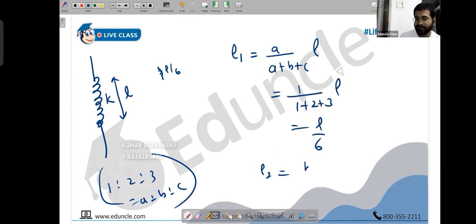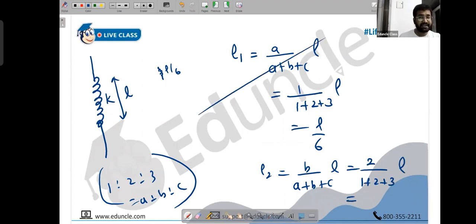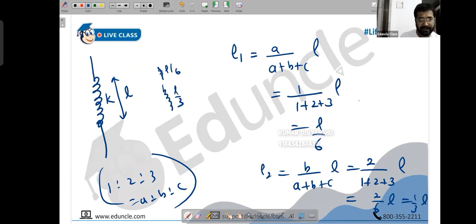The second part L2 would be B upon A plus B plus C times L. Okay, so what will be the length of that? The length of that would be 2 upon 1 plus 2 plus 3. I hope you are understanding. Please tell me. See, I'm rushing obviously for this revision class. We don't have much time. But you can always tell me, sir, please give me more time. So this is 2 upon 6 times L. This is 1 by 3 times L. So the second length is L by 3, which is double. Obviously, it's double, not 2 times L by 6.